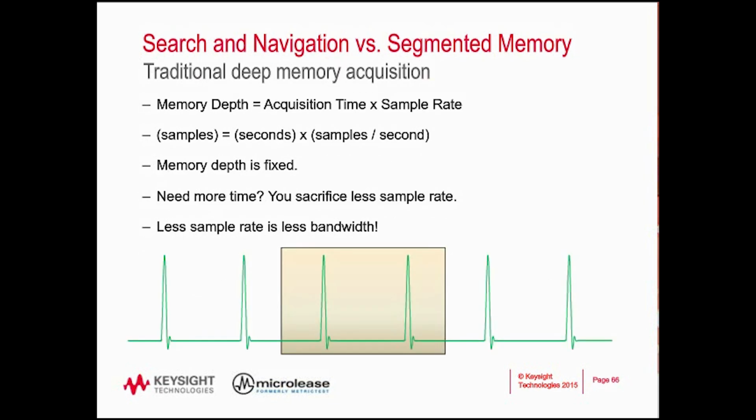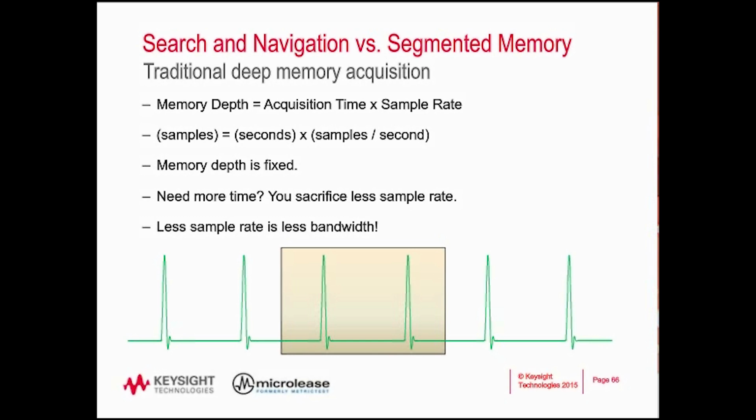So here's the traditional method. Again, zoom out, use as much memory as possible, single shot, search. The problem with this is memory depth is fixed. No matter what oscilloscope you buy, it's going to have some sort of maximum amount of memory. And if you want to capture more time, you're going to have to sacrifice the only other variable in this equation, which is sample rate.